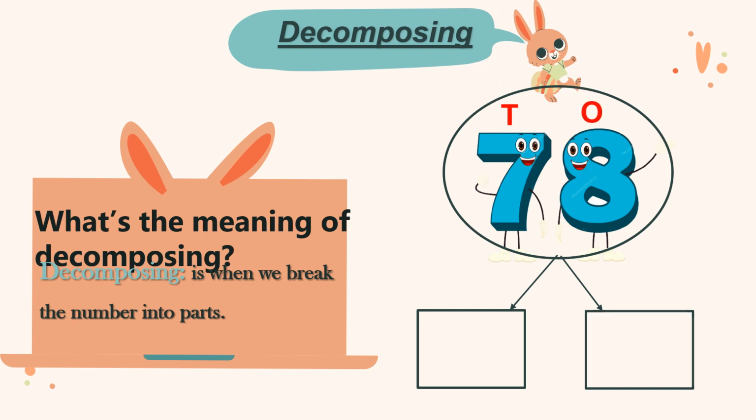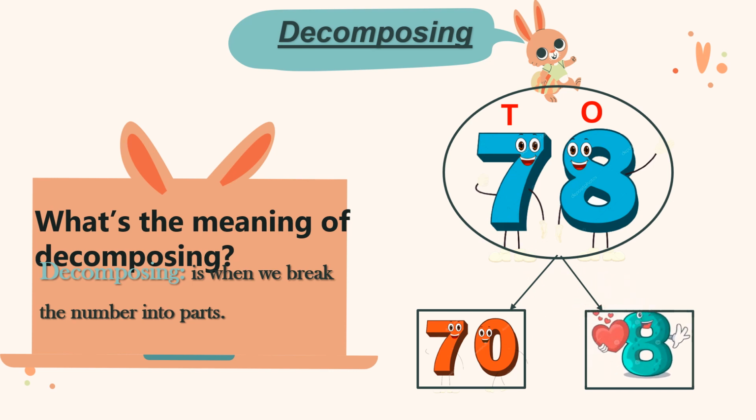In tens, how many zeros do we have? Yes, we have only 1 zero. So we will put 7 with 1 zero. It will be 70. In ones, how many zeros do we have? Nothing. In ones, we don't have any zeros. So we will put 8 as it is. So 78 means 70 plus 8.